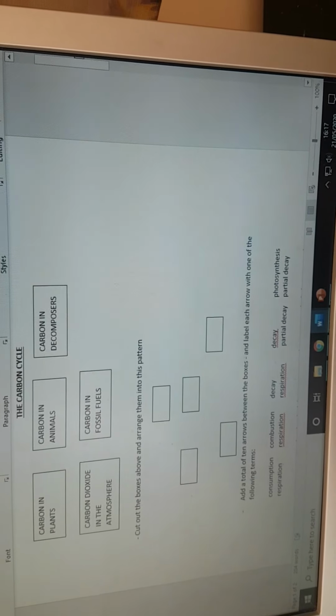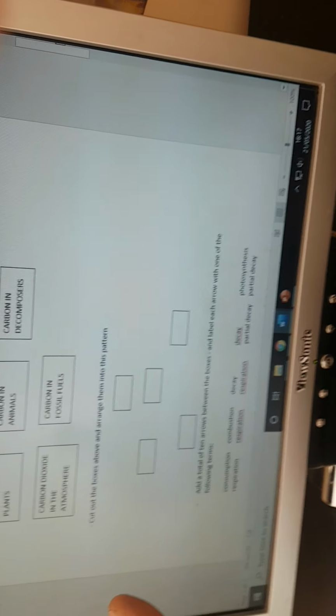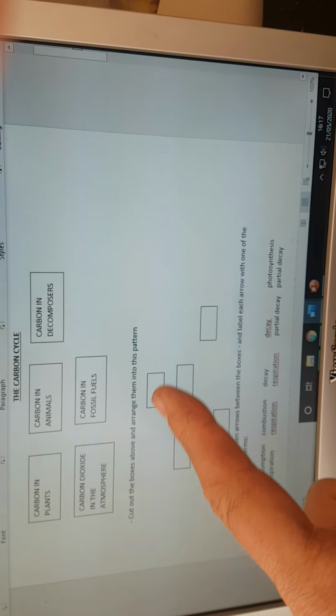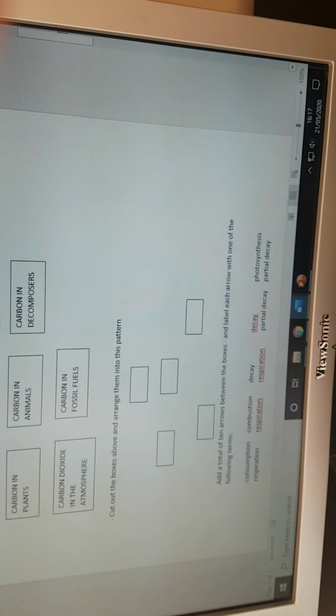Right, I've sent you an attachment with a little exercise on the carbon cycle, which you can sort of cut out and stick into that part of your notes on page 2. And here's the attachment that I sent you. As I've said, cut out those 5 boxes, arrange them in the pattern shown. I'll let you decide which box is best put in which position logically.